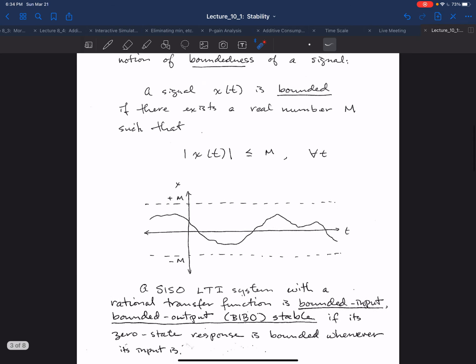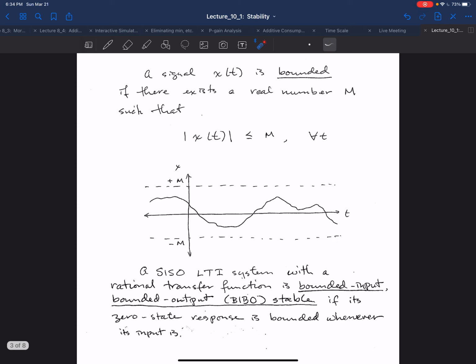So again, a system being a map from a space of input signals to a space of output signals, we're going to define our notion of stability for systems in terms of signals. And in particular, we will say that a single input, single output, linear time invariant system with a rational transfer function is bounded input, bounded output stable if its zero state response is bounded whenever the input is.